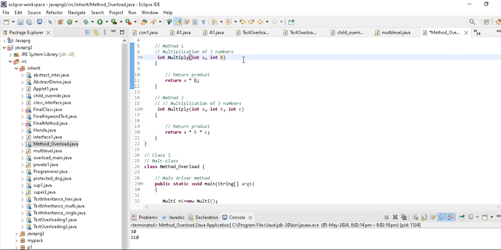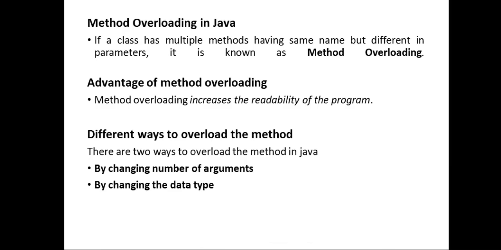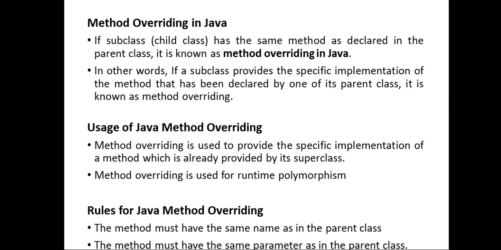Okay, now if we remove this third parameter, we find that it is okay. So matching is done at the time of compilation with the methods, that is why it is known as compile time polymorphism. Okay, so this is by changing the number of arguments or by changing the data type.